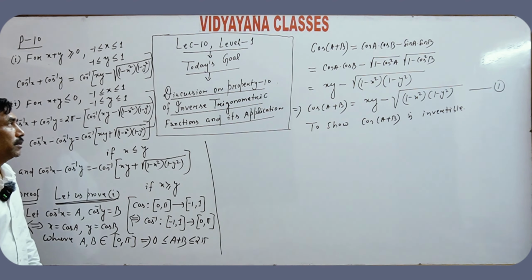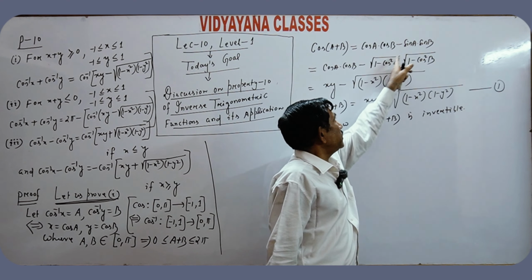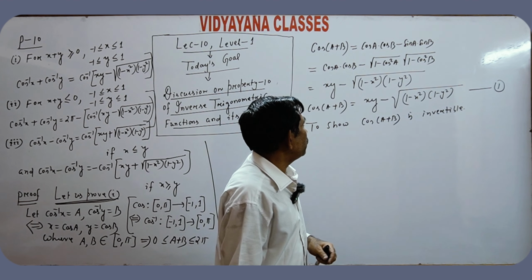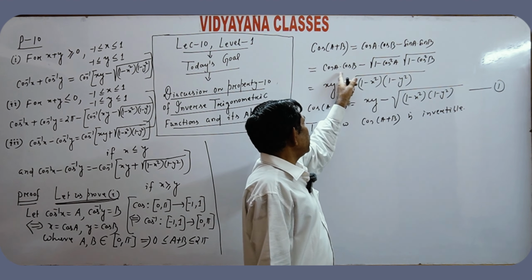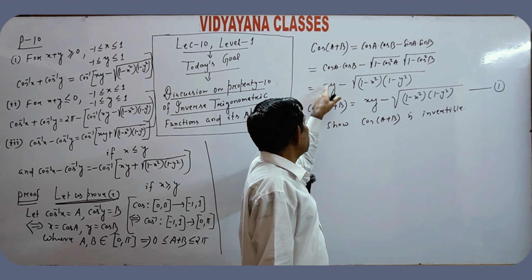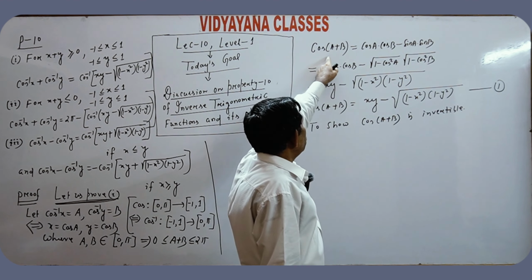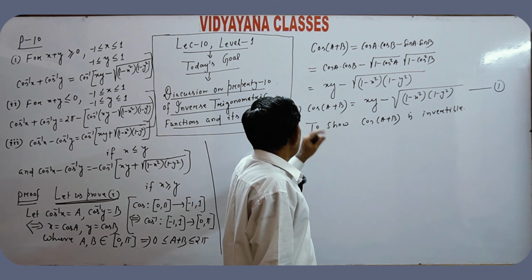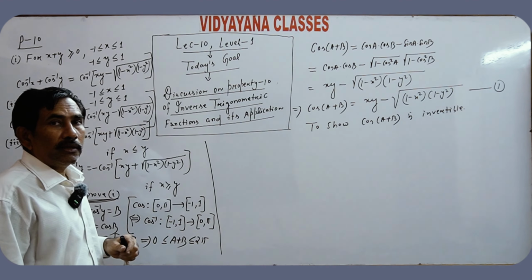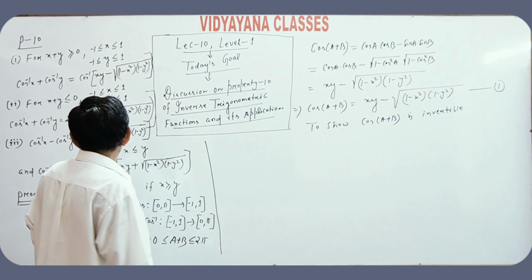Clear? Cos(a+b) is equal to this. Sin a is written as root of 1 minus cos square a. Sin b is written as root of 1 minus cos square b. Cos a and cos b are x and y. Put cos a is equal to x, cos b is equal to y, we will get this result. Now we have to show cos(a+b) is invertible. That means the inverse of the function exists.